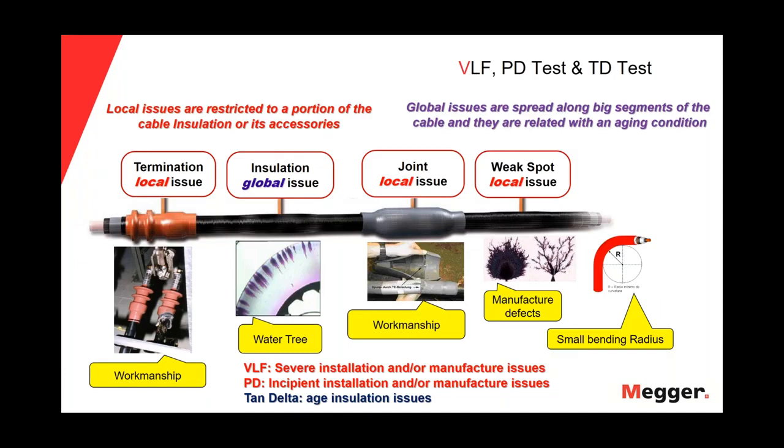So depending on what problem we are dealing with, is the test we will choose. For instance, if we are dealing with severe installation or manufacture issues, we can use the VLF test. If we are looking for incipient installation or manufacture issues, we can use the partial discharge test. And if we are looking for old cables and we want to know which cables are the oldest in my population of cables, we can use the tan delta test. So depending on what we are looking for is the test we need to choose.